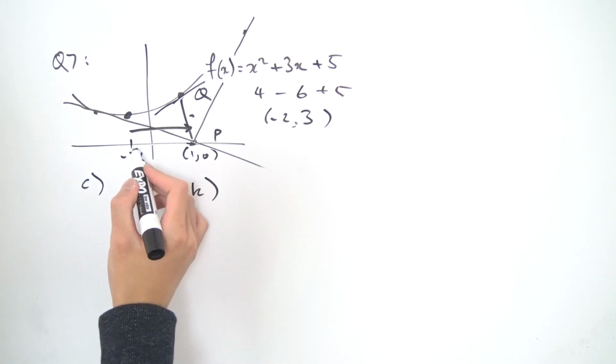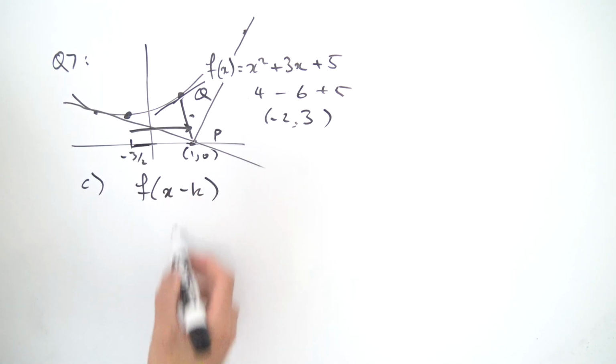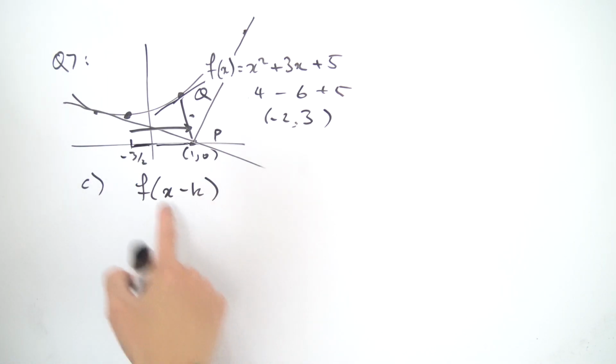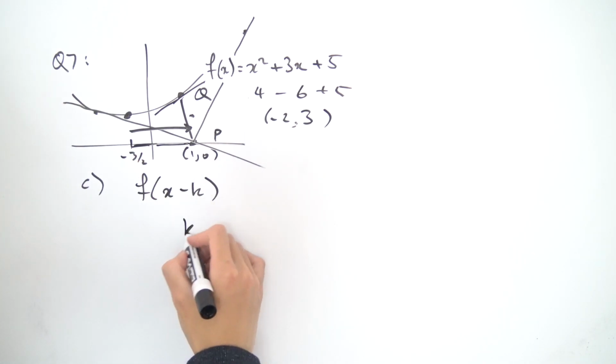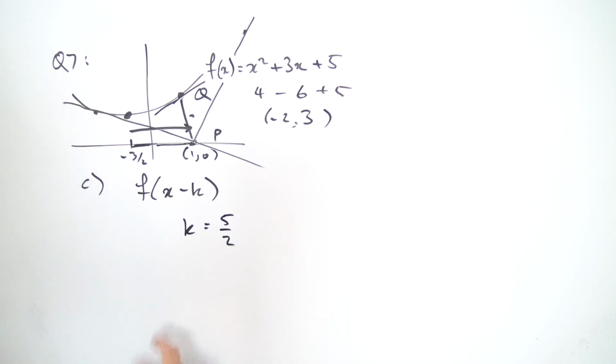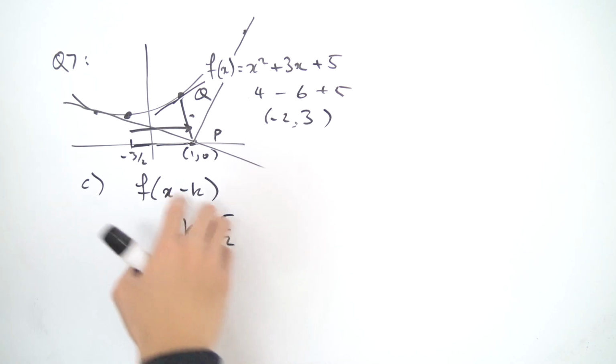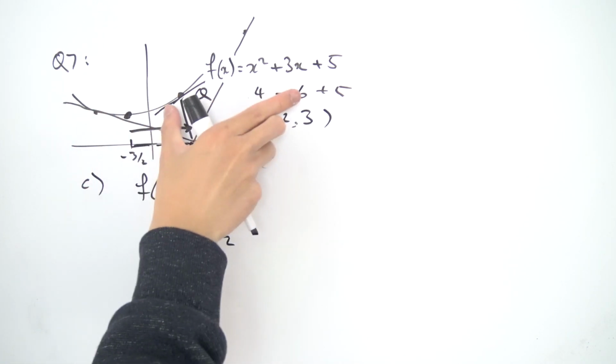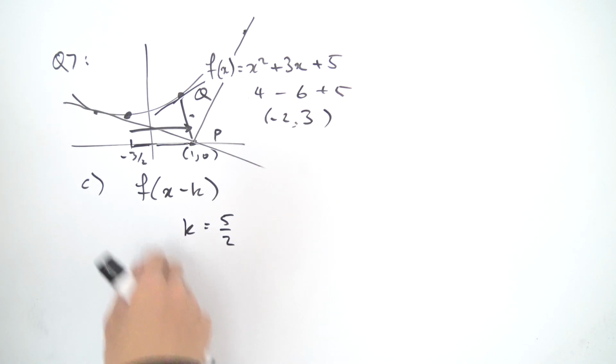And well, you know, this distance is 3 halves. You know, this distance is 1. So 3 halves plus 1, that's 5 halves. So that means k is equal to 5 halves. Because x minus k, you're translating k units to the right. And if k equals 5 halves, you're translating this whole entire thing 5 halves units to the right, and that's going to make this minimum line directly above this point P, which is 1, 0.